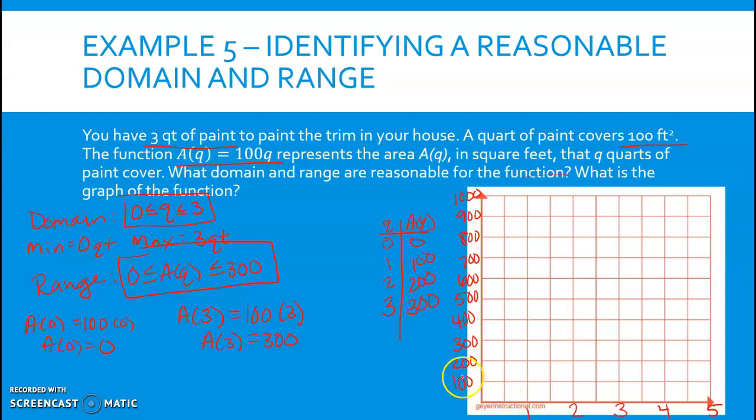And then I graph those. I have a point at (0, 0). I have a point at (1, 100), (2, 200), (3, 300). But then that's it. And I draw a line in between those points. But that's as far as it goes. And I don't draw an arrow because my domain only goes to 3. It doesn't go past 3.